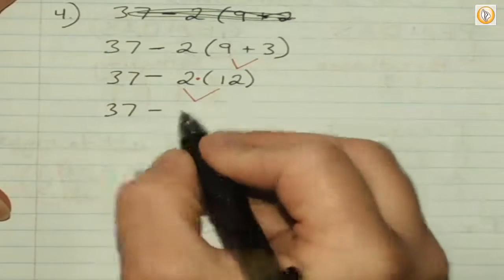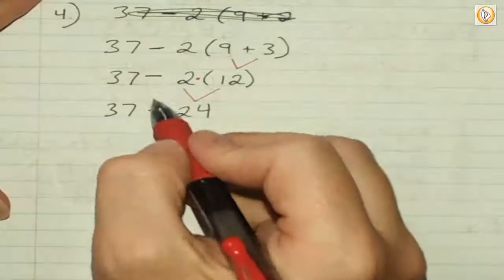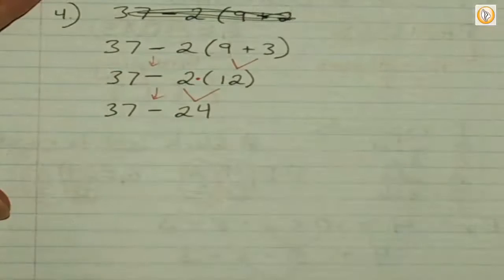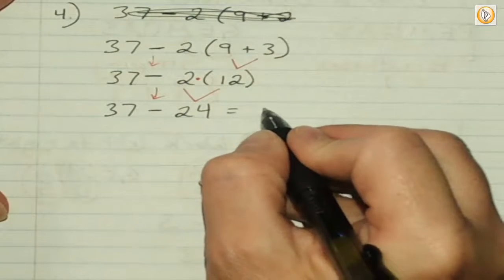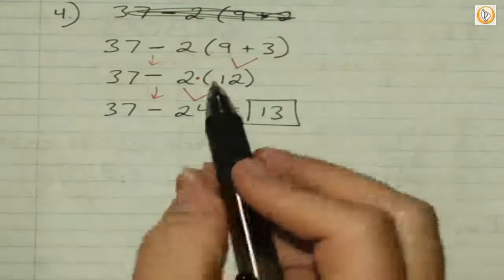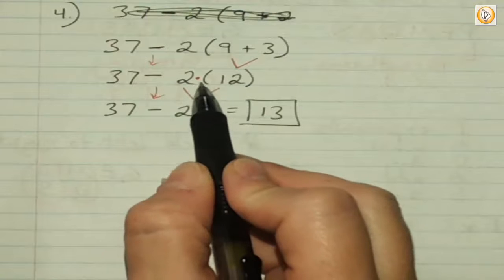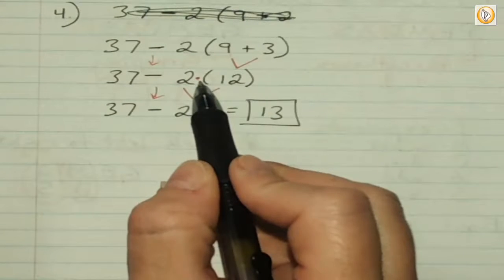There you go. So I'm rewriting my problem. I'm carrying down my subtraction sign. Notice I'm carrying it down. So 37 minus 24 is what? 13. Very good. Guys, be really careful. When there's something right before parentheses and there's no sign there, that means multiplication.